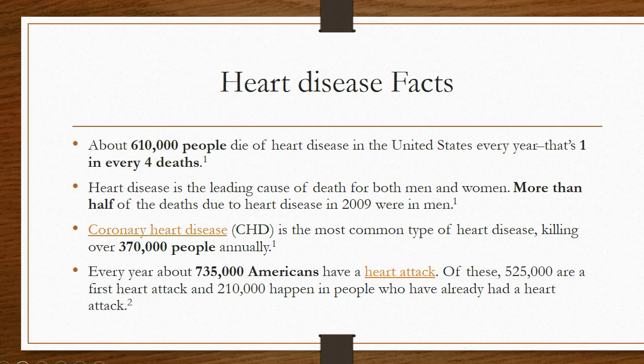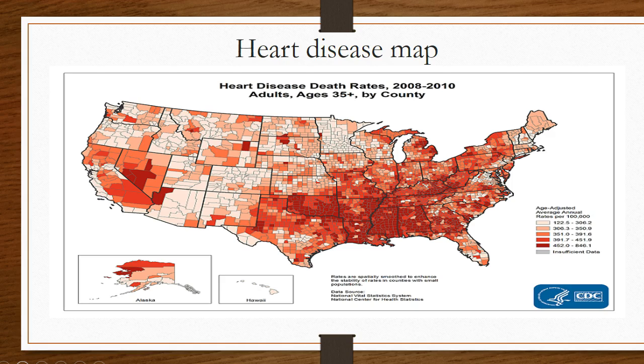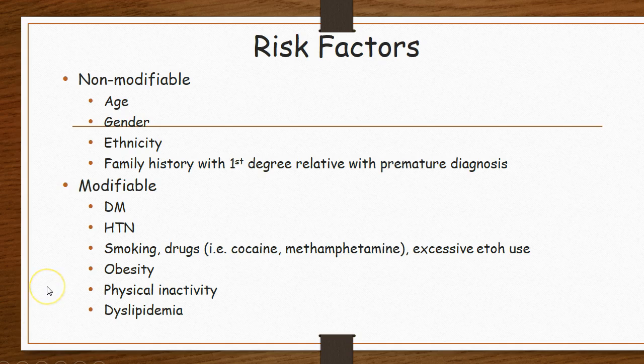Some facts, which I didn't talk about in class, but they're kind of impressive. 610,000 people die of heart disease in the United States every year, so about 25% of the population that dies. It's the leading cause of death for both men and women. And about 735,000 Americans have a heart attack. So, interesting. This is the heart disease map from the CDC. If you look, the southeastern region is very, very red. So yeah, our South people love our fried diet.